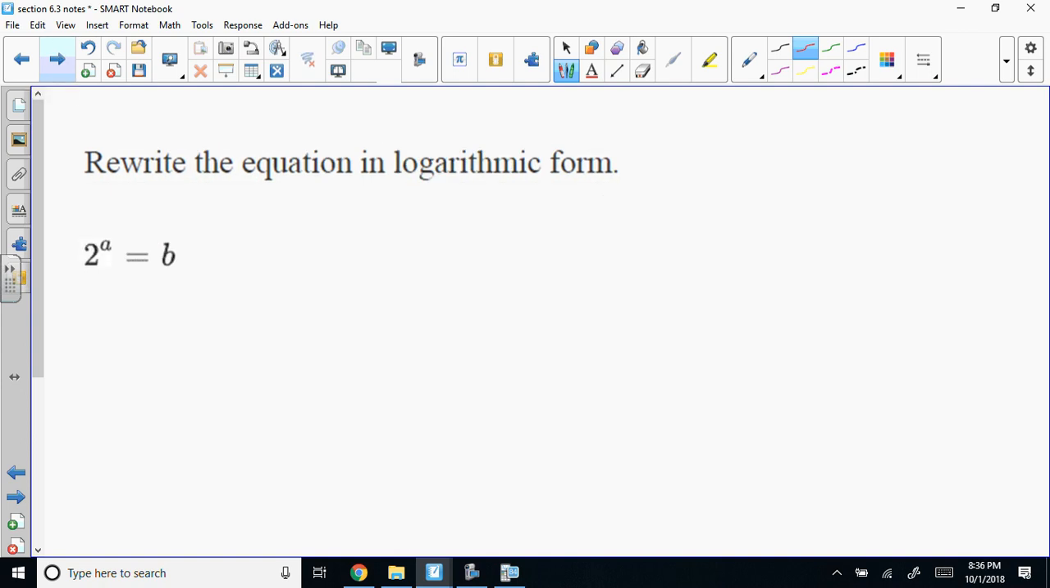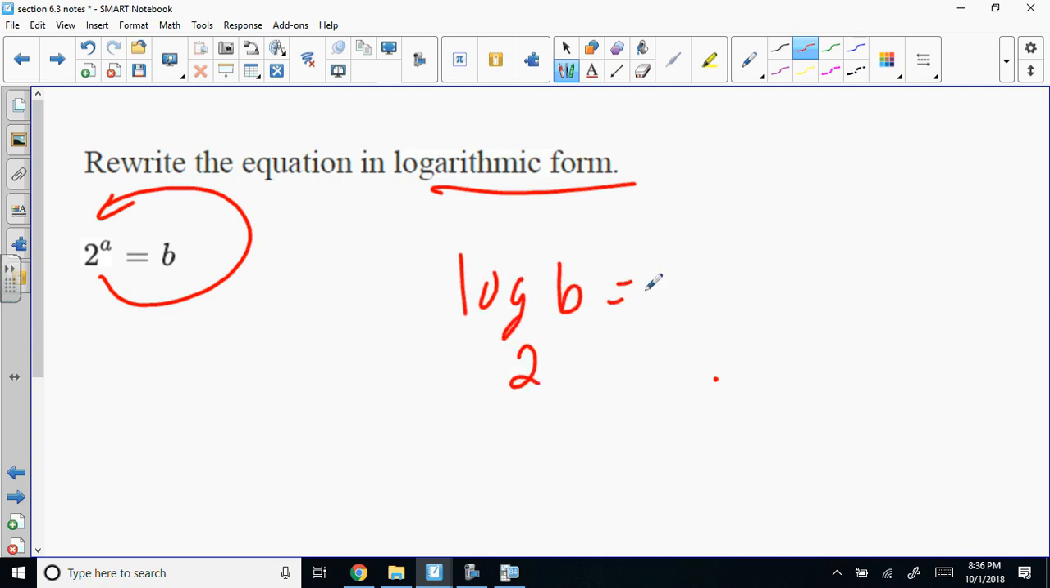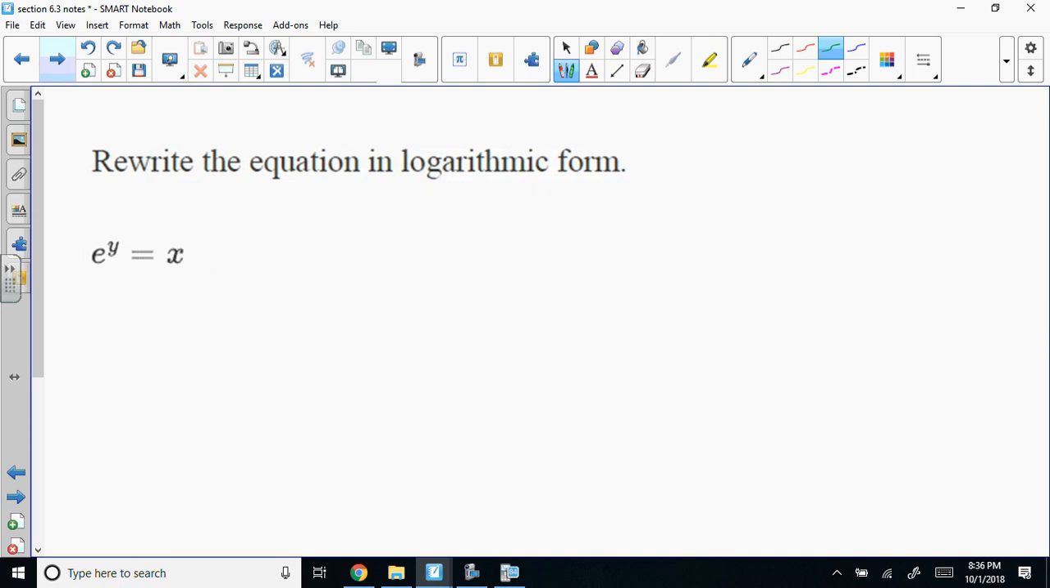All right, rewrite this in log form, right? The base of the exponential is the base of the log, so that's what you ought to get. Log base 2 of b equals a. Any questions? Y'all okay on that? Okay. How about this one?